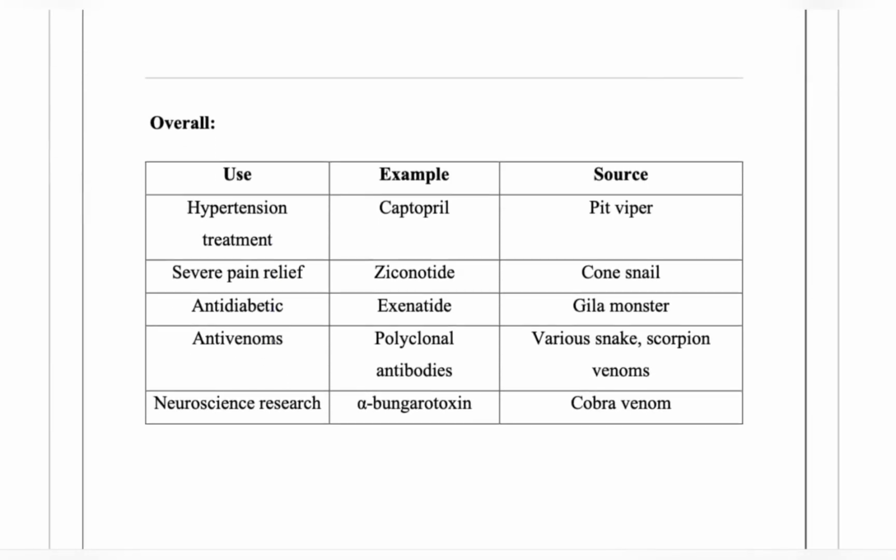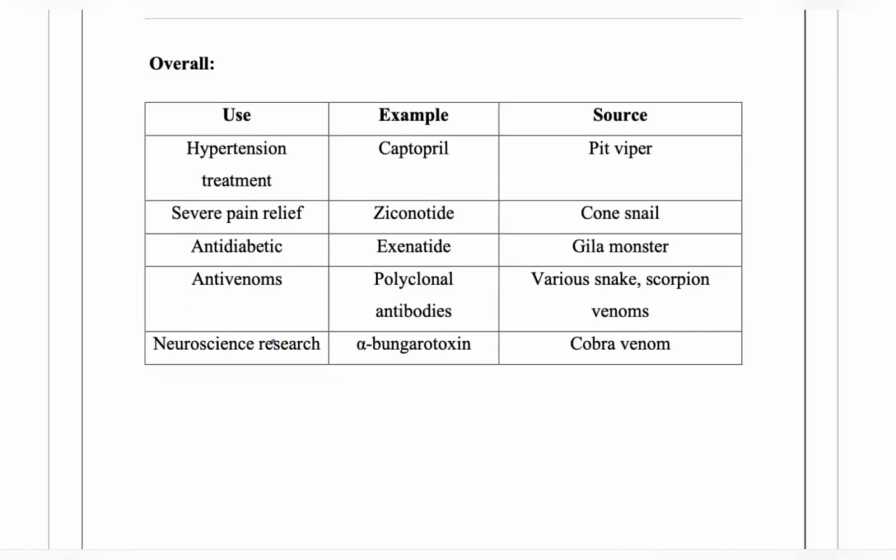So overall, if we cumulate all of this: it is being used for hypertension treatment. For example, you have captopril, whose source is the pit viper. It is being used for pain relief. So there is ziconotide, which is derived from the cone snail. Then there is the anti-diabetic exenatide, which is derived from the Gila monster. Then there is anti-venom, that is polyclonal antibodies from various snakes. And there is neuroscience research, for example α-bungarotoxin, which is from the cobra venom.